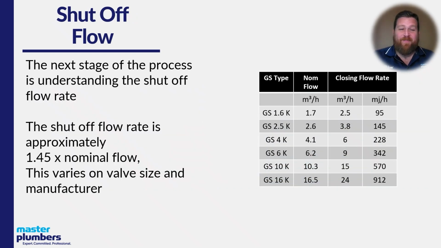The next piece of fun is understanding the shut-off flow rates. So the shut-off flow rate or closing flow rate is the point at which the valve will fully isolate, shutting off the gas supply. So approximately it's about 1.45 times the nominal flow rate, but this varies on manufacturers, the size of the valve, and valve orientation can come into play. So it's important that you get this information specifically from the brand's sizing and installation guide that you're using.